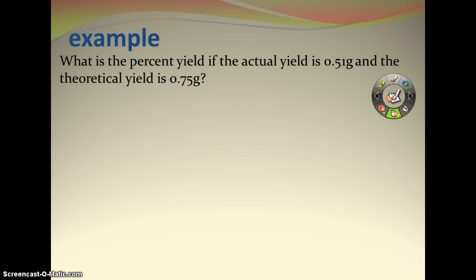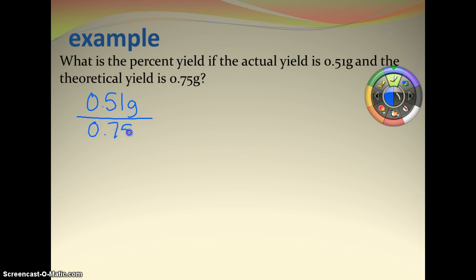They want to know what is the percent yield if the actual yield is 0.51 grams and the theoretical yield is 0.75 grams. So remember, to find our percent yield, it is actual over theoretical. They told us our actual yield is 0.51 grams. And they were nice, we don't have to do any stoichiometry. They told us our theoretical yield is 0.75 grams. We are going to need a percent because we're finding percent yield, so you're going to multiply by 100.